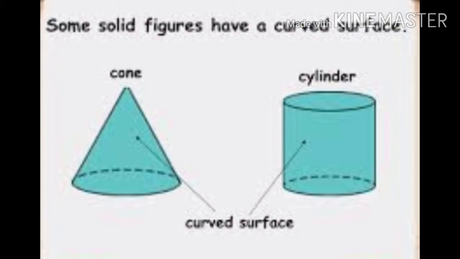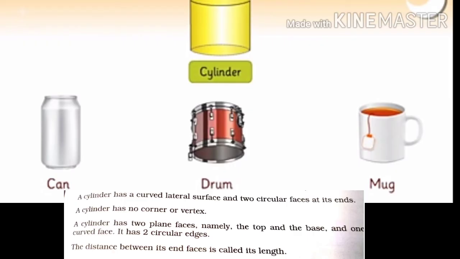Right? Just like we have straight lines and curved lines, we have plane faces and curved faces. Till now we learned about some solid shapes which had plane faces. Now we will learn about some solids which have curved faces, right? You can see that cone and cylinder are solid figures which have a curved surface. Can, drum and mug are some examples of a cylinder. A cylinder has a curved lateral surface and 2 circular faces at its ends.